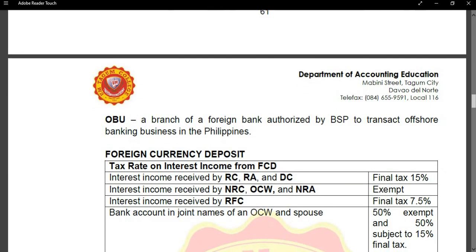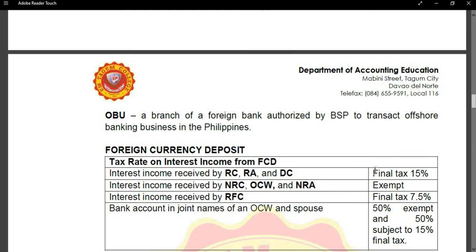Now, to summarize, the tax rate on interest income from foreign currency deposits, including individuals, as a summary. Resident citizen, resident alien, and domestic corporation will pay a final tax of 15%. Interest income received by non-resident citizen, OCW, and non-resident alien is exempt, while interest income received by resident foreign corporation is subject to a final tax of 7.5%.